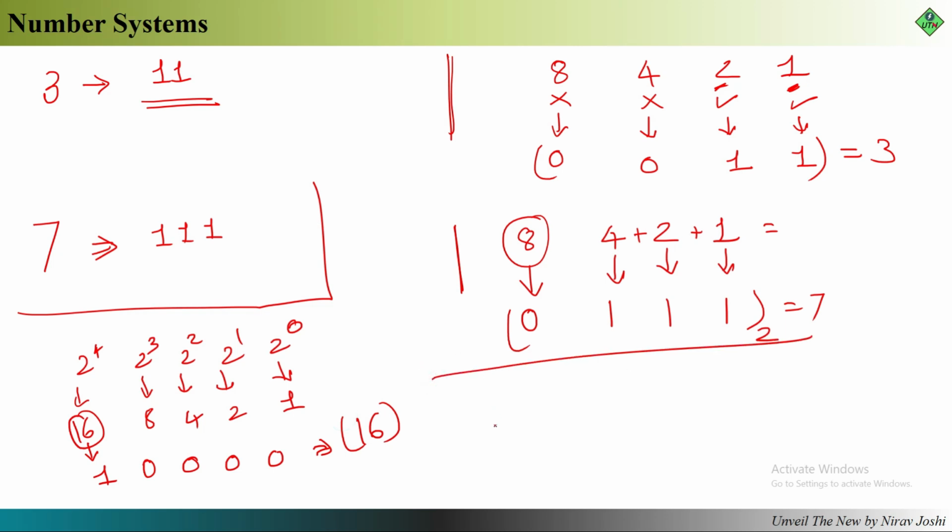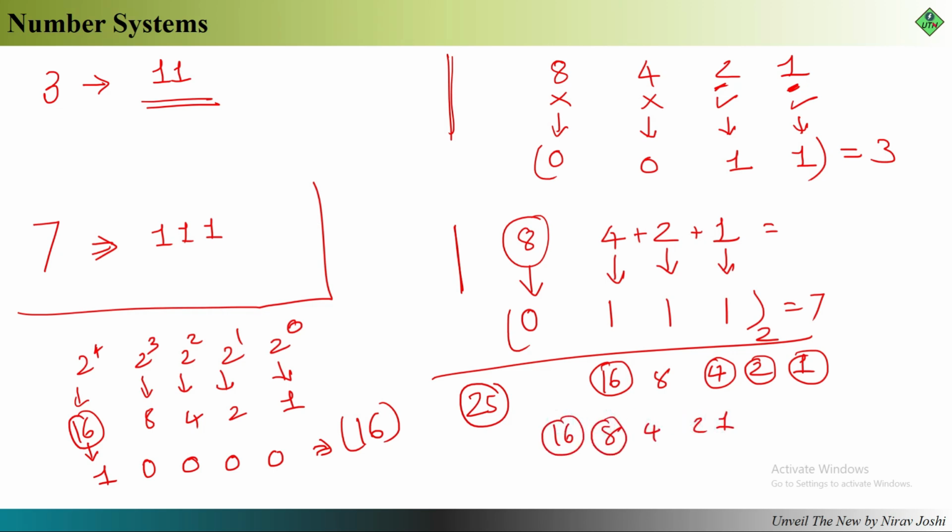Similarly, if you want the binary of, let's say, 25, we use 16 8 4 2 1. How do we get 25? What is 16 plus 4? That is 20. 20 plus 2 is 22. 22 plus 1 is 23. So we will not get 25. Again we write 16 8 4 2 1. 16 plus 8 is what? 24. 24 plus 1 is 25. So we will keep these three: 1 1 0 0 1. So this becomes the binary of 25.